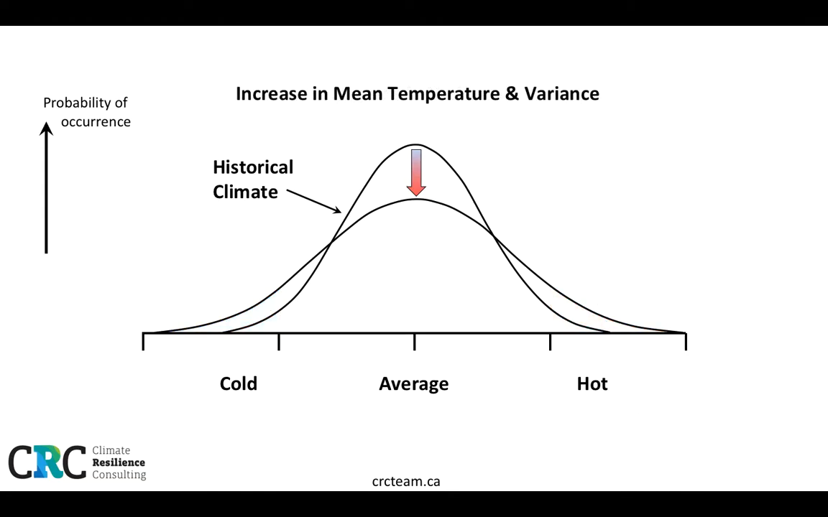Now here's what happens when you do both. You've increased the variability by flattening out the curve. There are fewer years around the average and more extreme hot and cold years. And now you shift it over to the right.